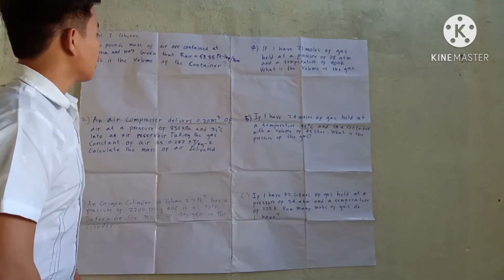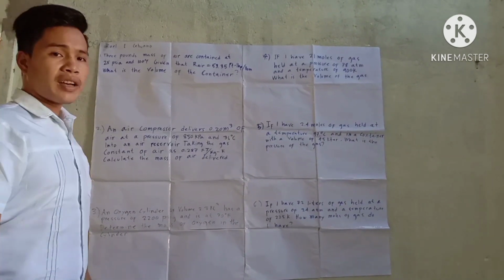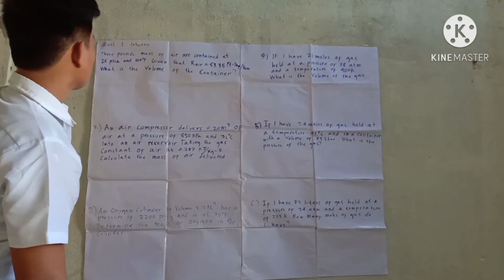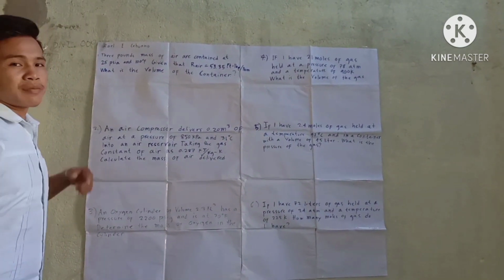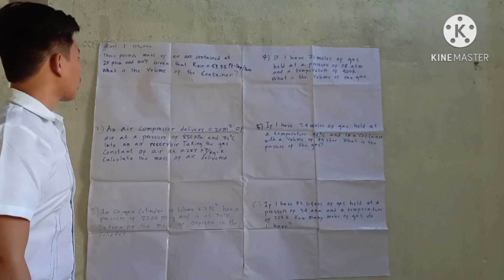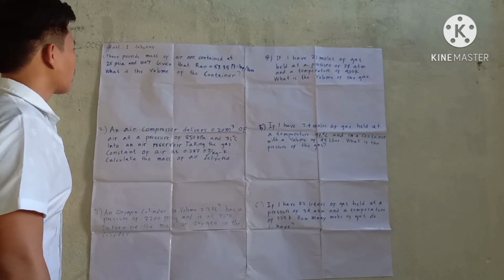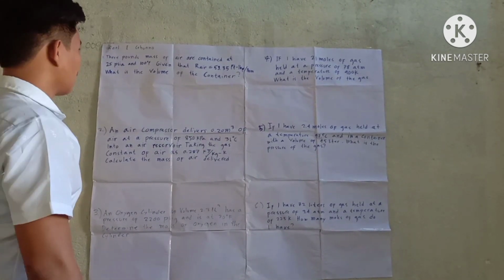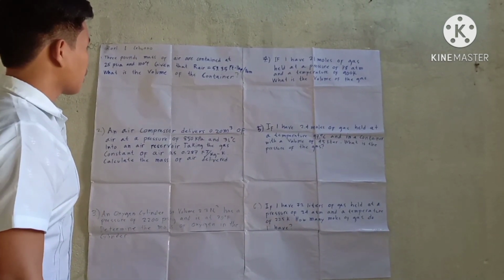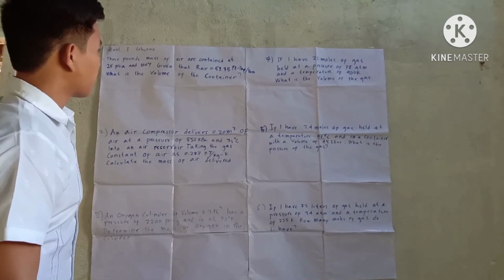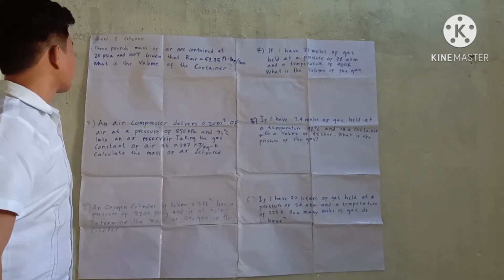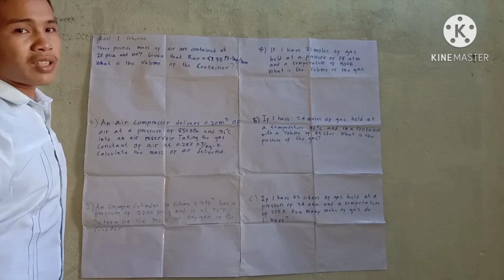So, we are examples of ideal gas or perfect gas. So, problem number one. 3 pounds mass of air are contained at 25 psi and 100 Fahrenheit, given that the air constant is 53.35 foot-pounds force over pounds mass. So, what is the volume of the container?